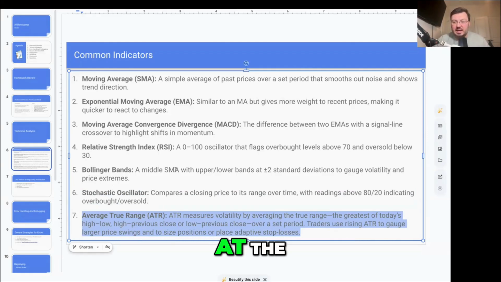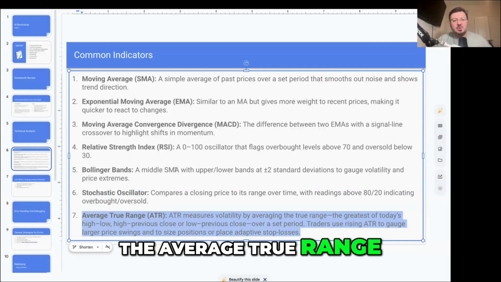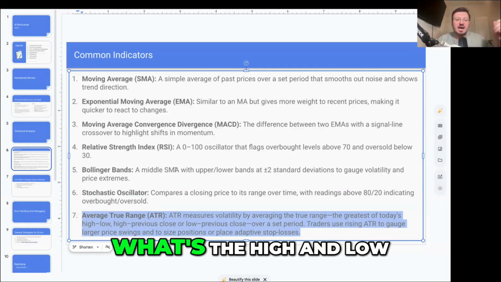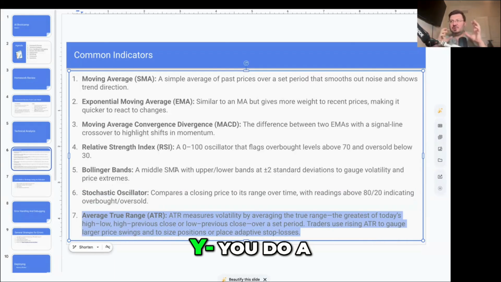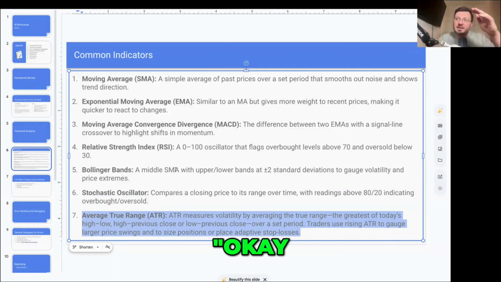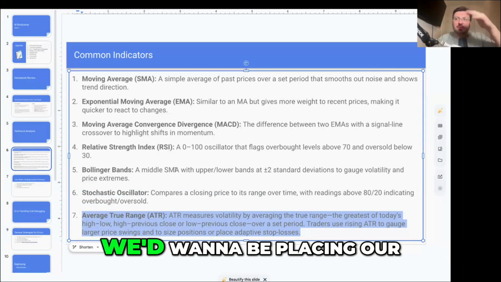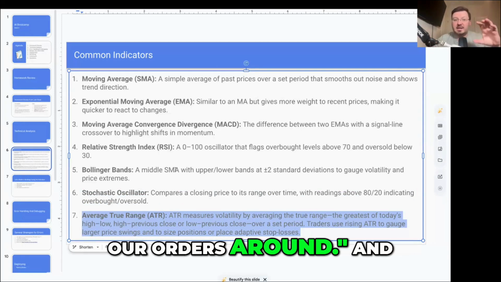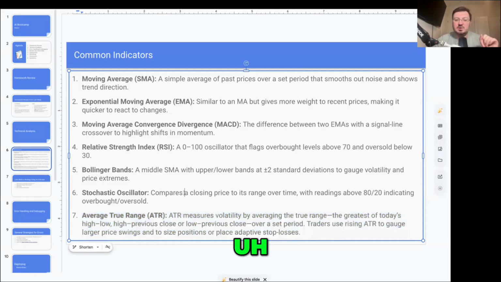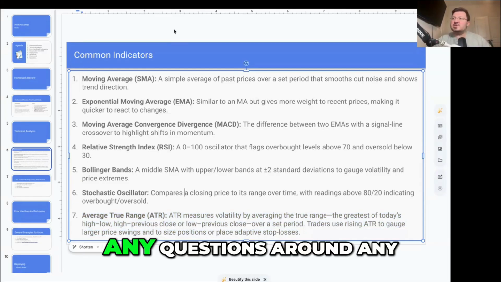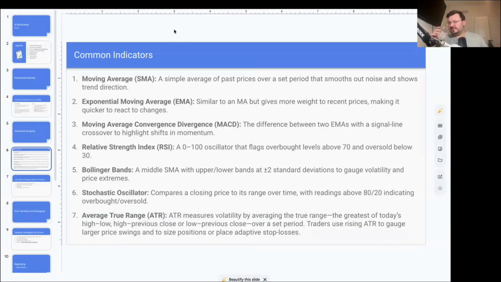So you'll basically look at the average true range. What is the range that the stock trades over? What's the high and low? You basically do some calculations based on highs and lows. You do a little bit of math there, and you'll say, okay, this is probably where we'd want to be placing our orders around. And it can actually be quite useful for picking limit prices, using an average true range. All right. Okay, any questions around any of those indicators?